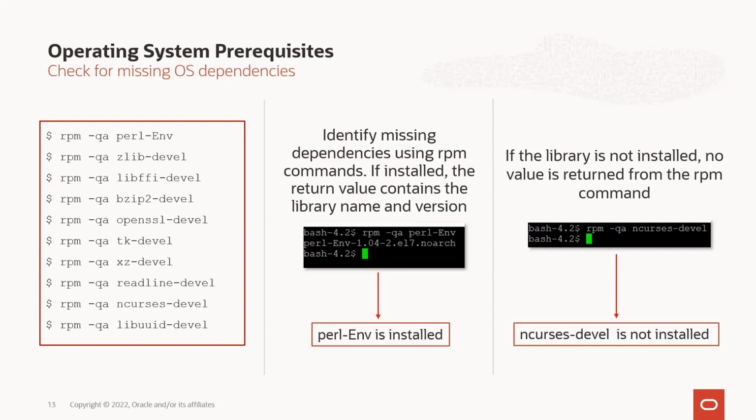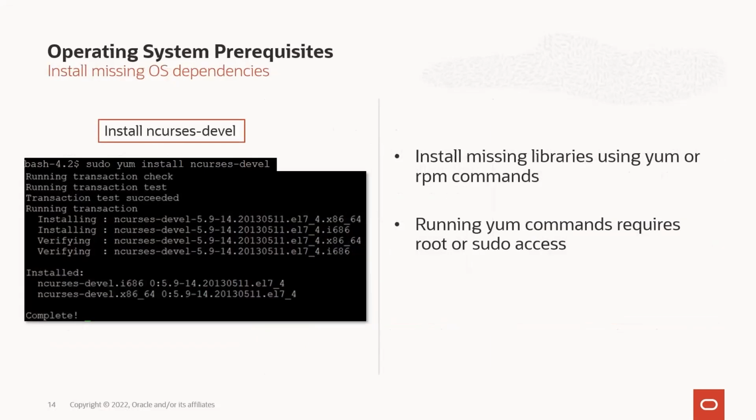And first you can see here, perl-env is installed because when I run rpm -qa perl-env, it returns the version that I have installed on my system. But if there's no return value, it means the library is not installed and you need to install it on your system. So in this case, the ncurses-devel library is not installed, and I need to install that before I can proceed with installing the OML4Py client. And installing any OS RPMs requires sudo or yum access, and you can configure a yum repository and do that right on your Linux system, assuming you have internet access.